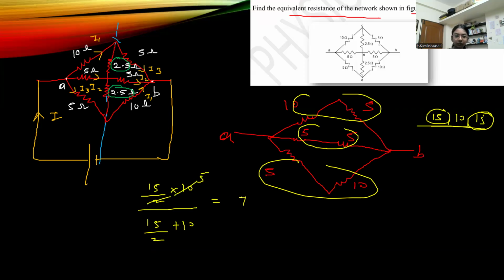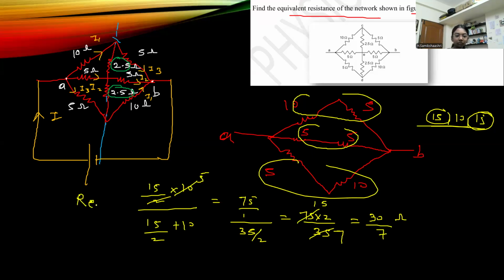It will be 75 by 1... it will be 20. Then 15, 35, 35 by 2. How much? Multiplying, it comes out to be 4 point something. So 30 by 7. That is the answer. If you solve it, it is 4 point something. So that's the equivalent resistance between A and B.